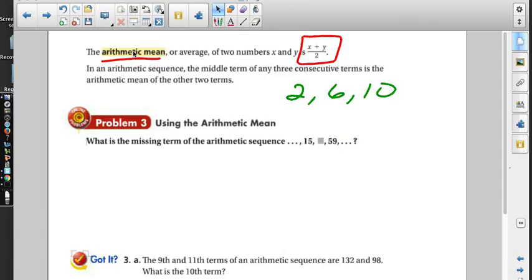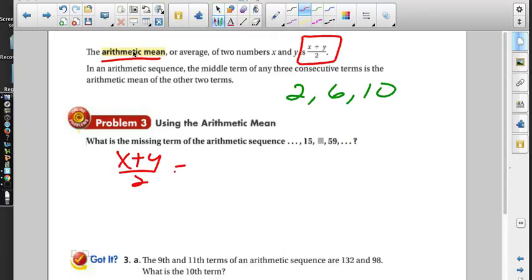So this one says we're going to use the arithmetic mean to find this missing term. And I look at it, and they gave me everything I need for the arithmetic mean. It's x plus y divided by 2. What'd you get? 37.